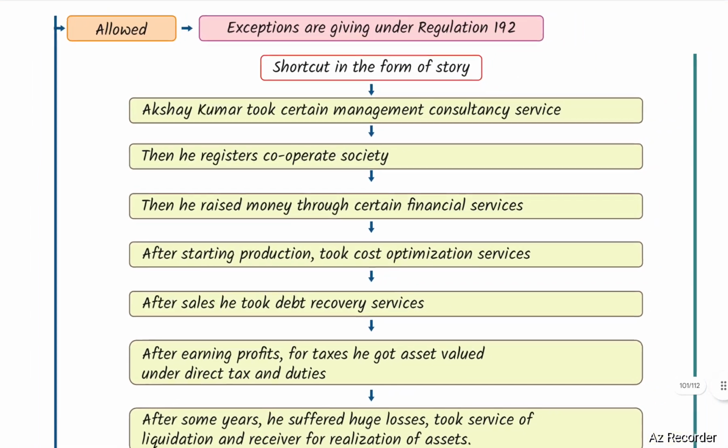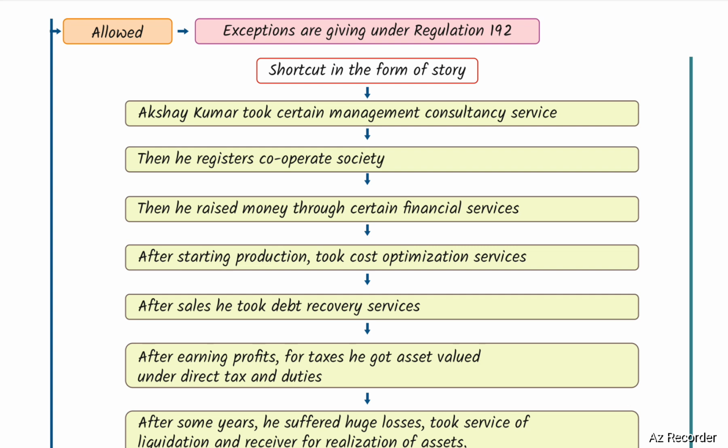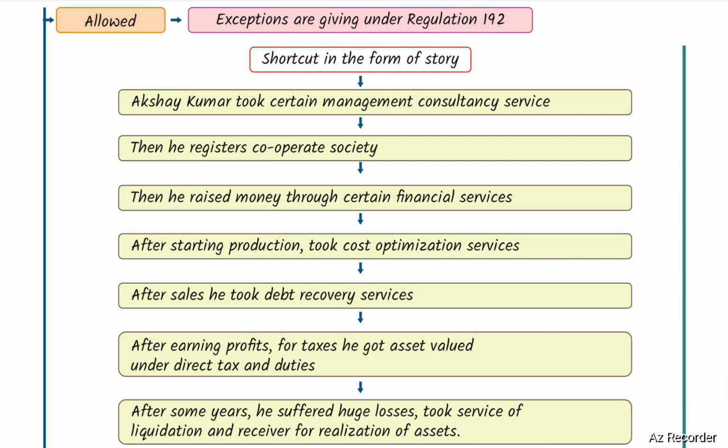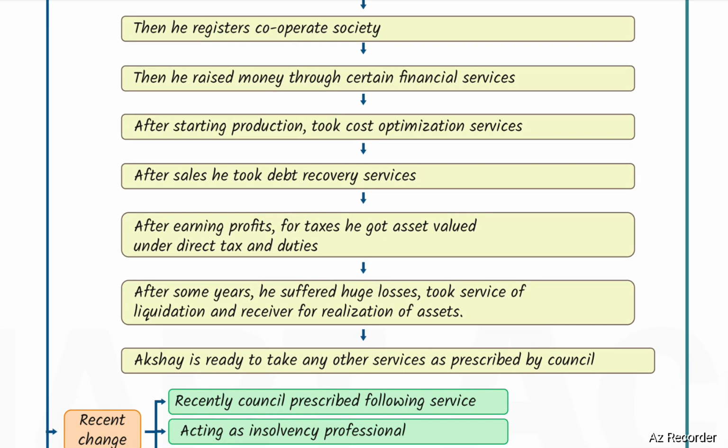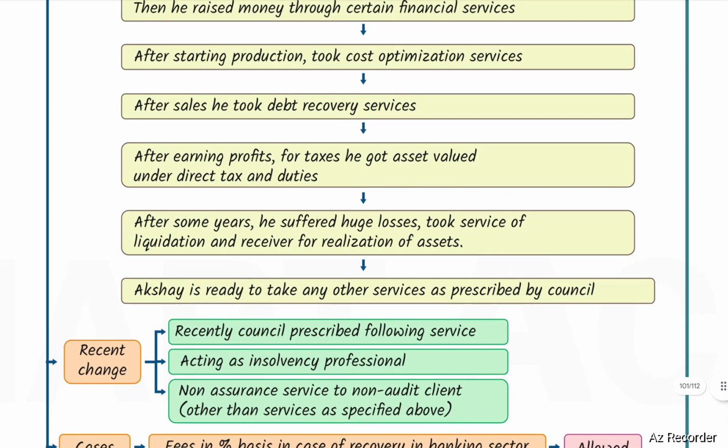What is allowed? Percentage of fees or contingent fees is allowed in the following exceptional circumstances as per Regulation 192. First case is management consultancy services. In management consultancy services, it is allowed. Cooperative society audit allowed. Certain financial services allowed. Cost optimization services allowed. Debt recovery services allowed. Asset valuation services under direct tax and duties allowed. Liquidation services allowed. And receiver for realization of assets allowed. Other services as prescribed by council. In such a case also, percentage or contingent fees allowed.